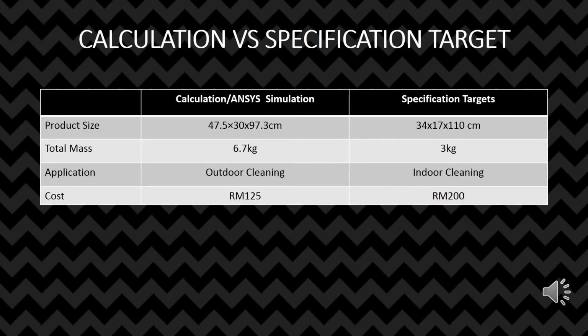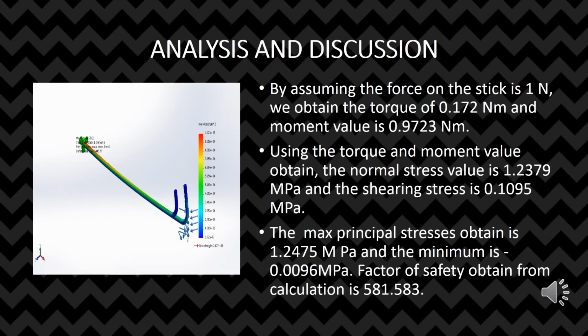For calculation versus specification target, in calculation, the product size is bigger than the specification target, which is 47.5 times 30 times 97.3 cm. Mostly, the material that we will use is steel, so it is heavier than the specification target. For the application, our product is applied to outdoor cleaning compared to the specification target, which is applied to indoor cleaning. Our cost is cheaper than the specification target, which only costs RM125.